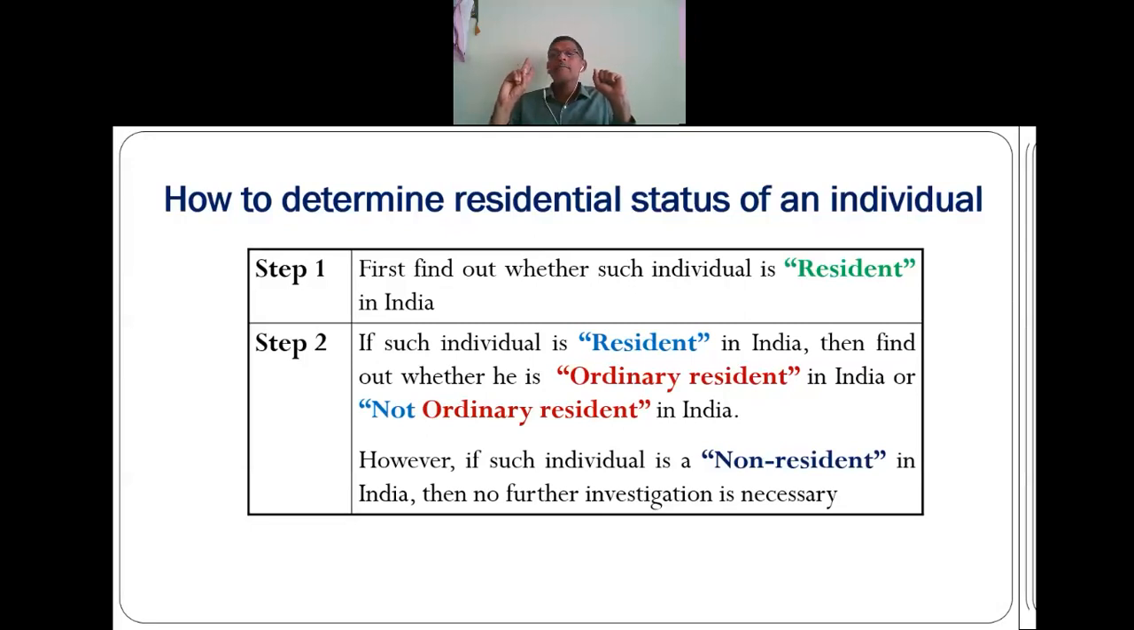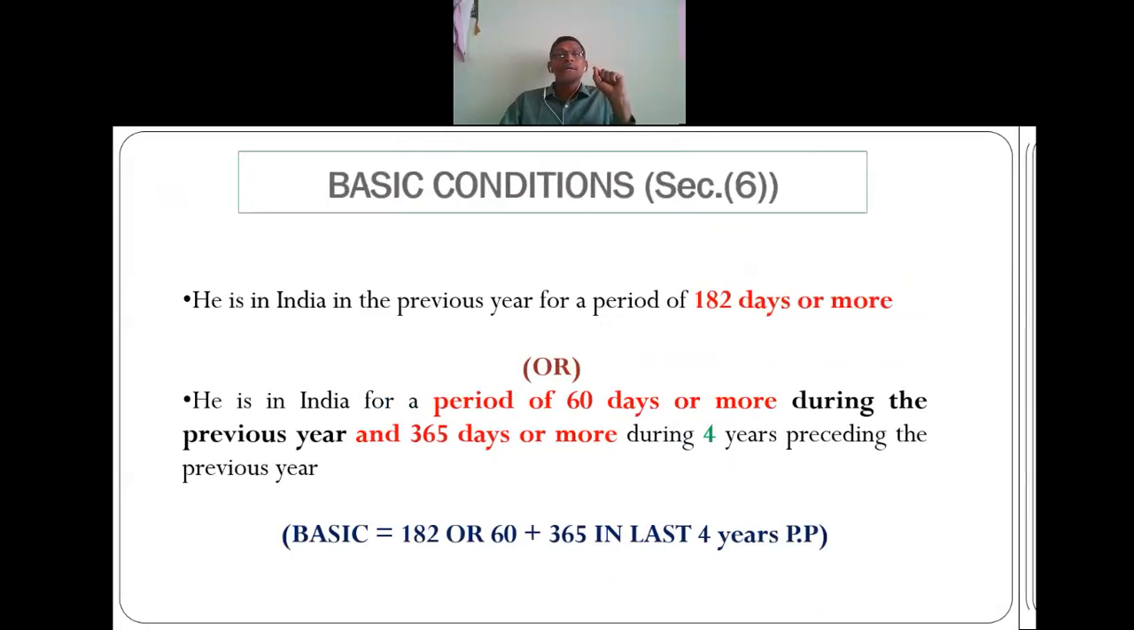The next step, whether you are an ordinary resident or not ordinary resident, has to be determined. These are the two steps. So how do I determine whether I am a resident or not? That is the next heading: basic conditions as per section 6 of the Income Tax Act 1961.